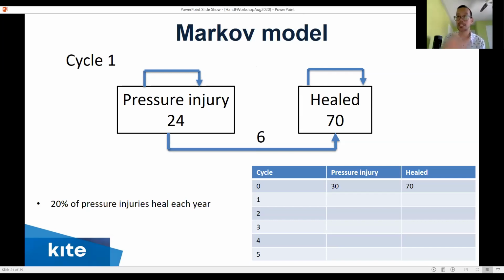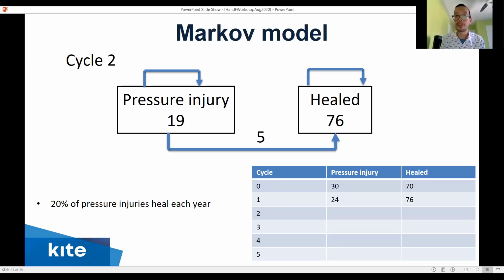However, after the first year, 20% of these people with pressure injury will heal. So if we take the 20% of 30, we have 6 individuals who will be healed from that 30 after a year. And of course, they will go into the healed state. So when we move those 6 people, then after a year's time, we will have 24 people in the pressure injury health state, and now 76 people in the healed state, right? So 6 people have moved over from pressure injury to healed after 1 year.